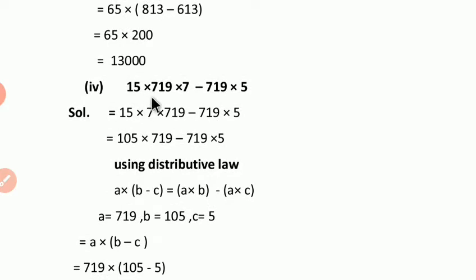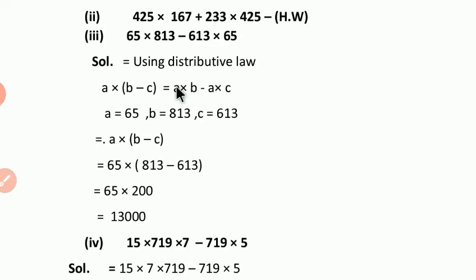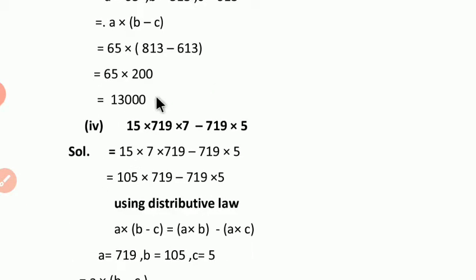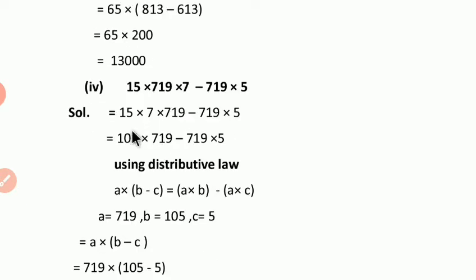Question number 4: 15 into 719 into 7 minus 719 into 5. Here you can see in this question only two numbers are given, but here in place of two numbers, three numbers are given. So first we will multiply the given two numbers. So which number do we have to multiply? You can see 719, here also 719.